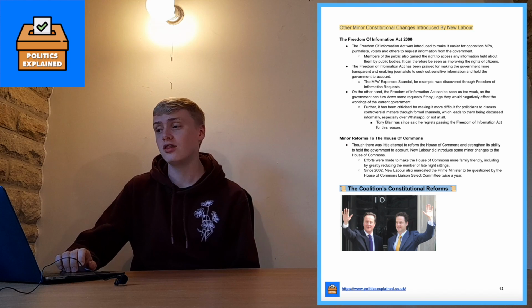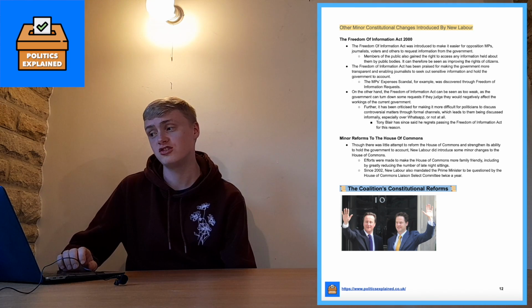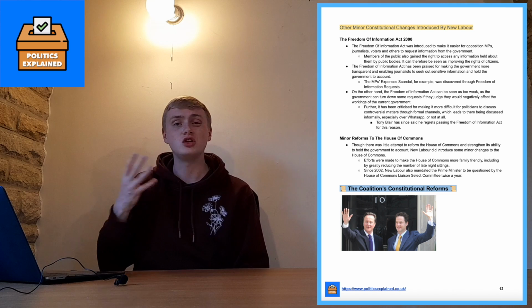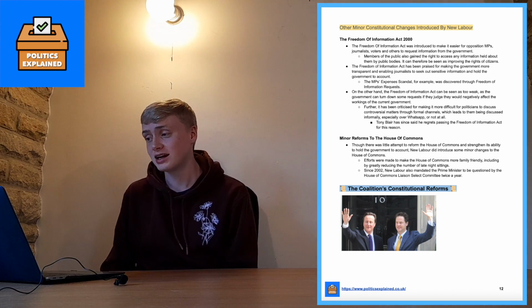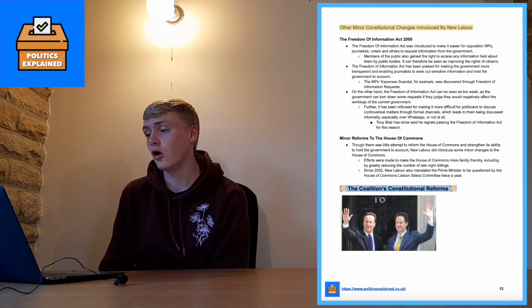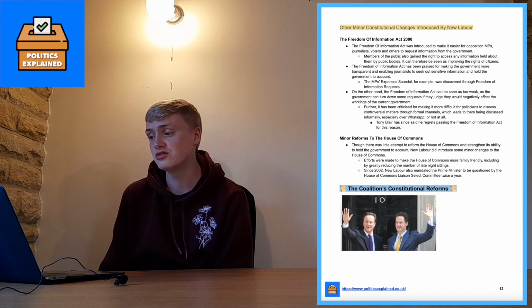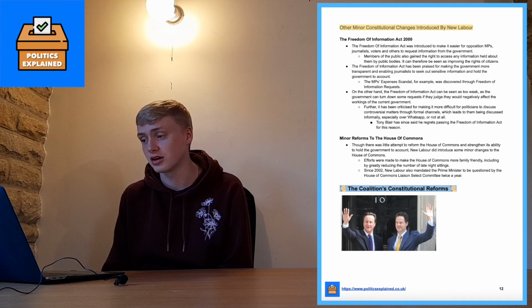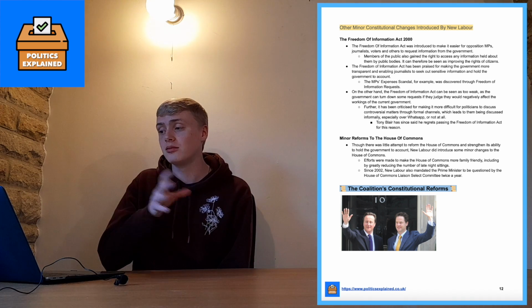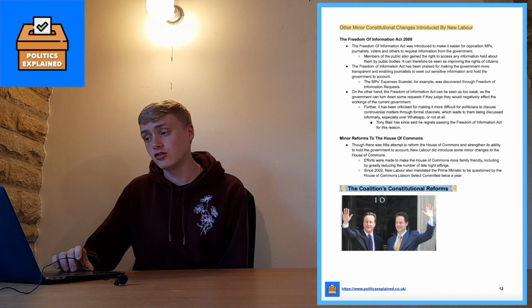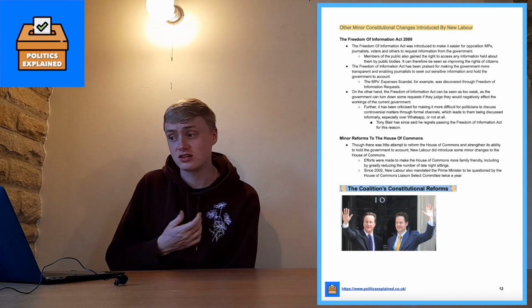The final thing I'm going to look at is some other minor constitutional changes introduced by New Labour. Just so you know about them, potentially if they come from the source question or something like that. The first is the Freedom of Information Act, which was introduced to make it easier for opposition MPs, journalists, voters and others to request information from the government. Members of the public also gain the right to access any information held about them by public bodies. As a consequence, it can be seen as improving the rights of citizens.